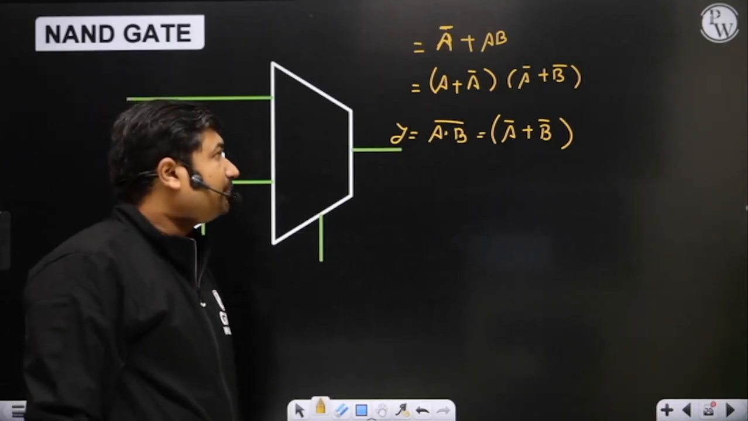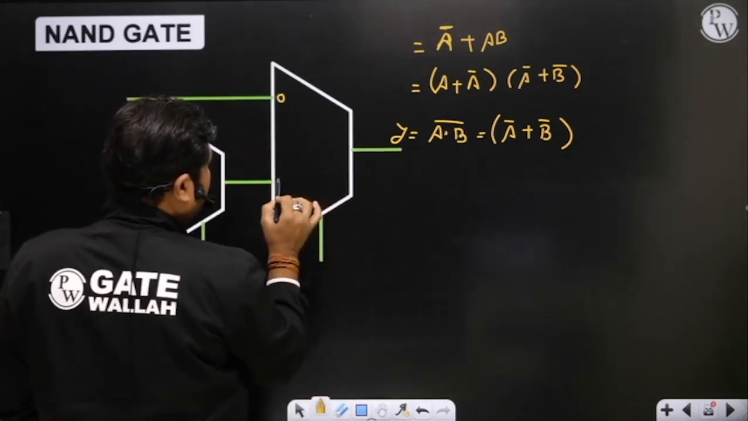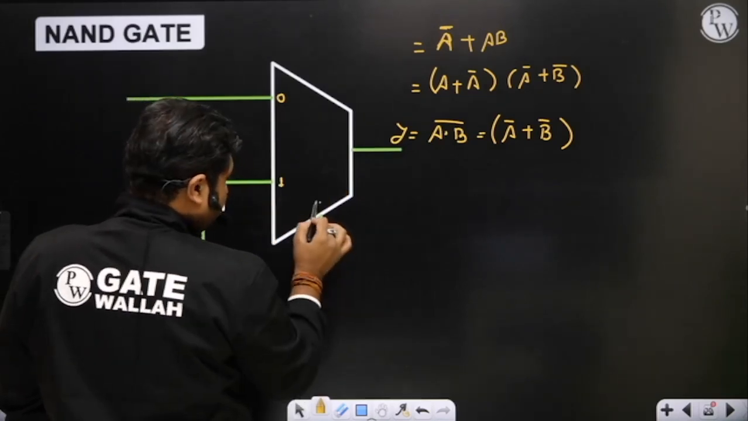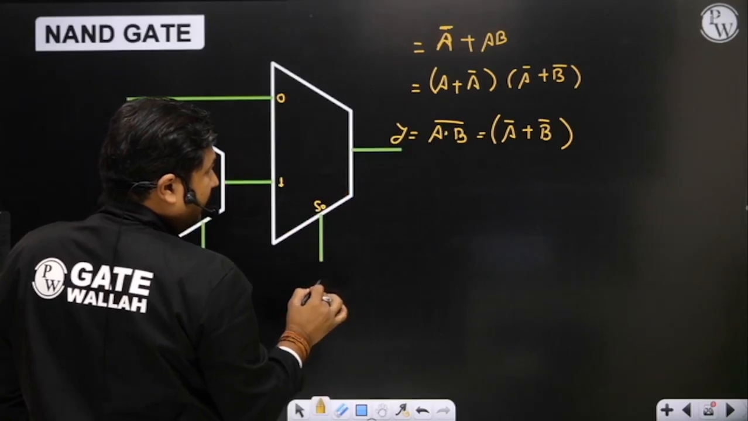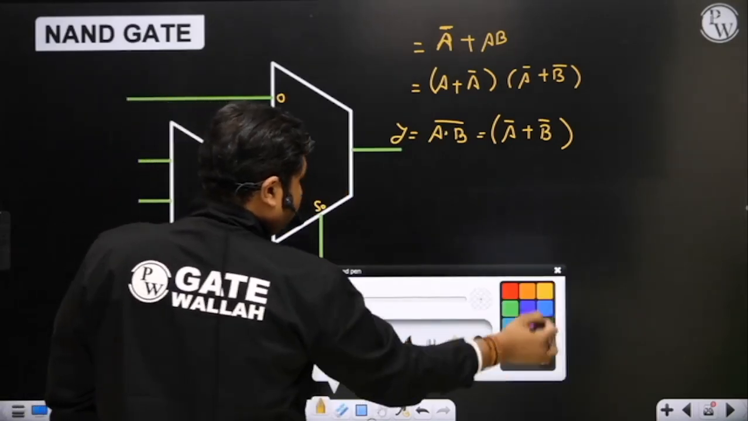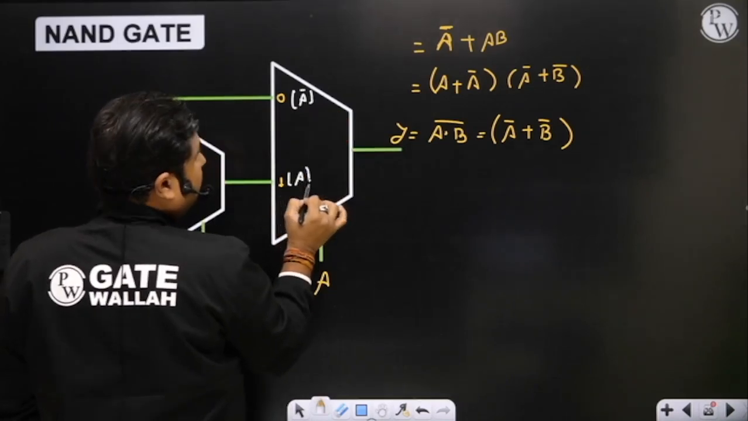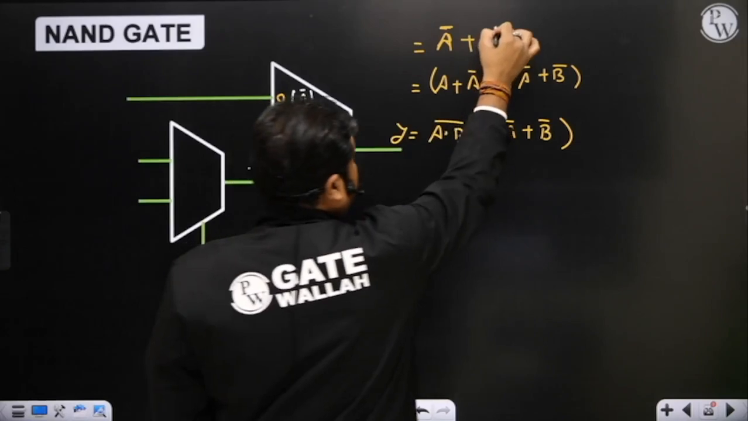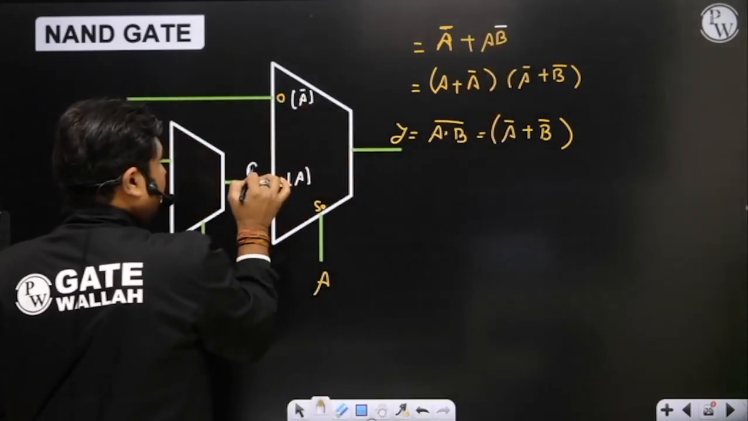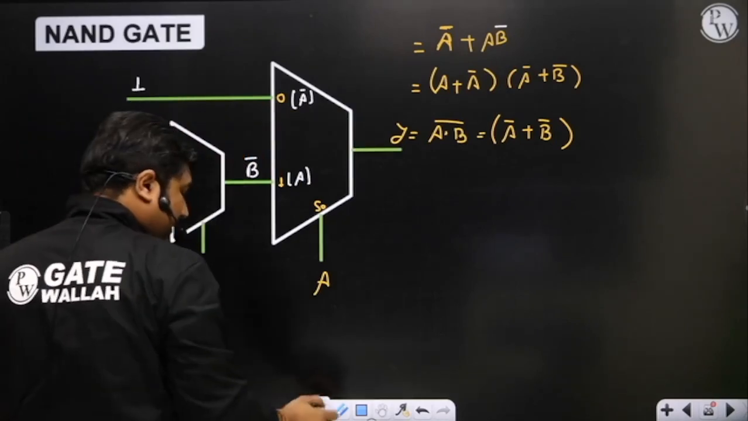Is it okay? Yes, sir. Now please observe here, I am implementing 0, 1. This is your select. So onto the select pin, I need to apply A only. Because of the select line function, we have A bar available here and A is available here. So with A, we can apply B bar, and with A bar, we can apply logic 1. Is it okay? Yes, sir.